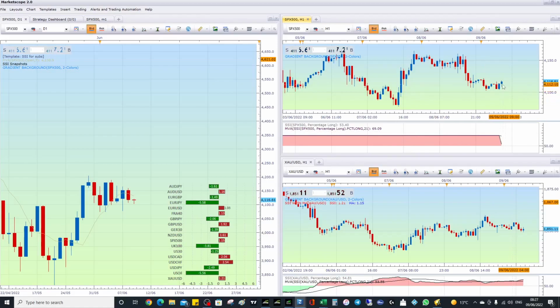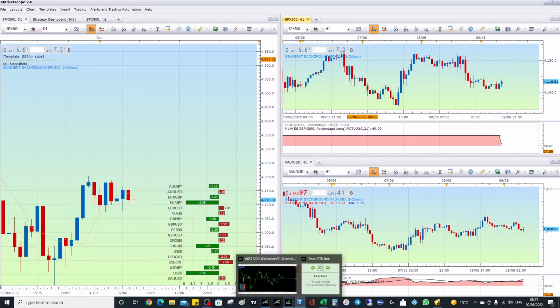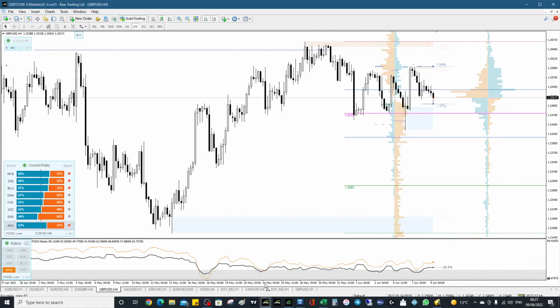Be very careful with the indices today and tomorrow. Be very careful with dollar, and especially be very careful with the pound USD as well, because that's just horrendous. We really shouldn't have made that big move, but yet we came up anyway a lot, which is quite scary.